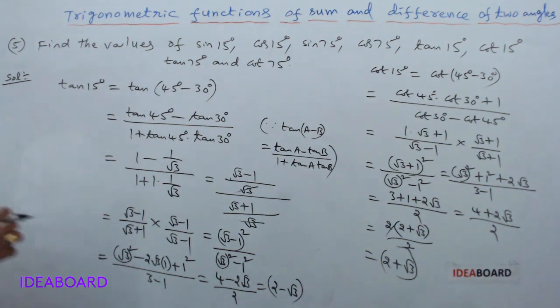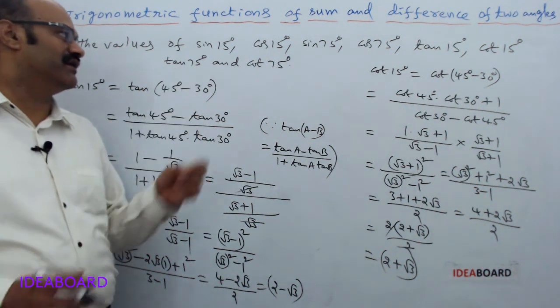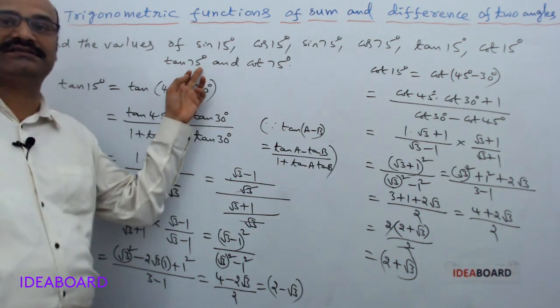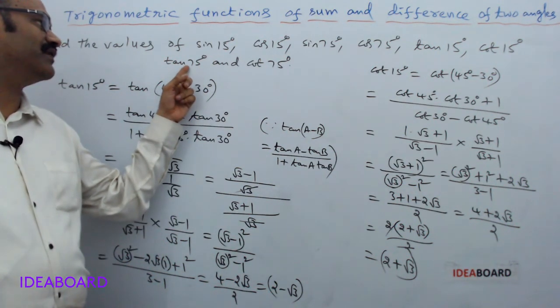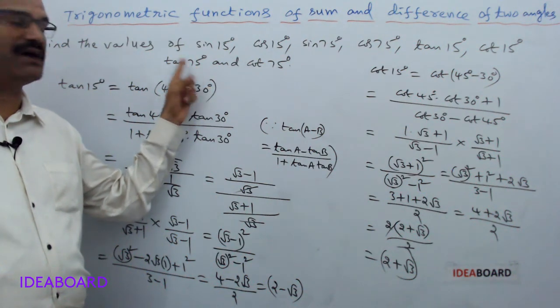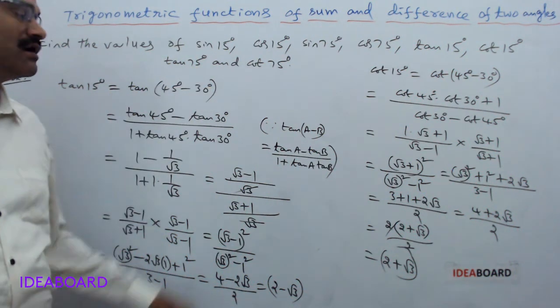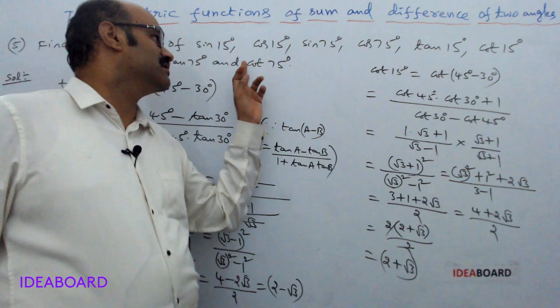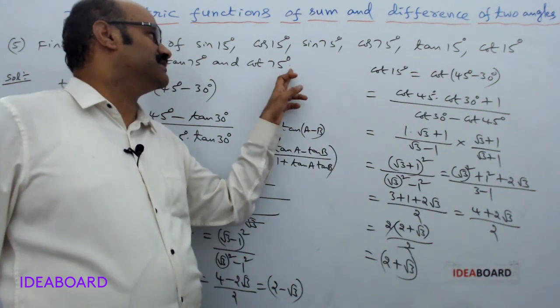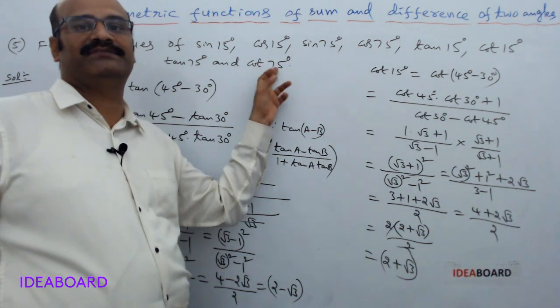Similarly, we can find tan 75. Tan 75 degrees means we can take it as tan of 45 degrees plus 30 degrees. Apply the tan of a plus b formula. Cot 75 degrees means cot of 45 degrees plus 30 degrees. Apply the cot of a plus b formula.